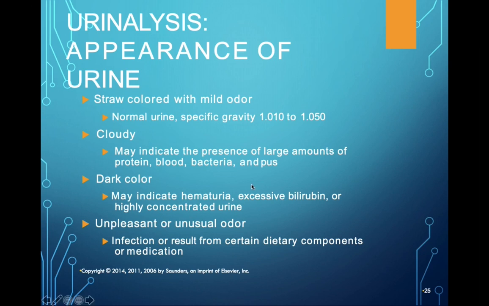Some of the diagnostic tests, there's urine analysis. We can look at the color of the urine. We can look to see if it's cloudy, if it's dark, if there's an unpleasant and unusual odor. All of these have different indications. If it's cloudy, it could be indicative of protein or blood, bacteria, and pus in the urine. If it's dark, it could be hematuria, could again be blood in the urine, excessive bilirubin, or it's just really highly concentrated because they are dehydrated as well. If there's an unpleasant odor, it could be an active infection, or it can also be a result of some medication.